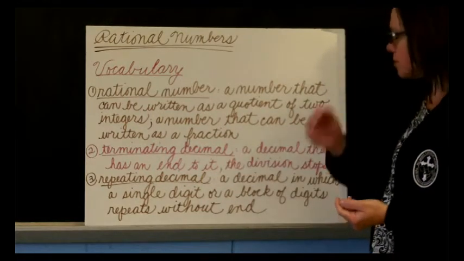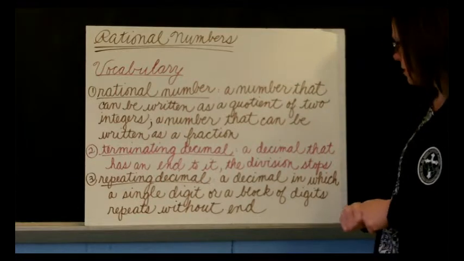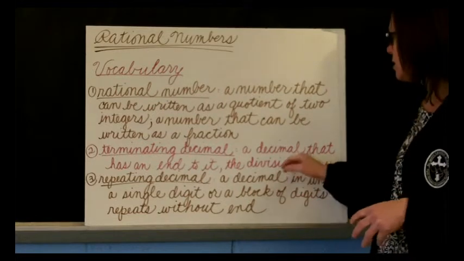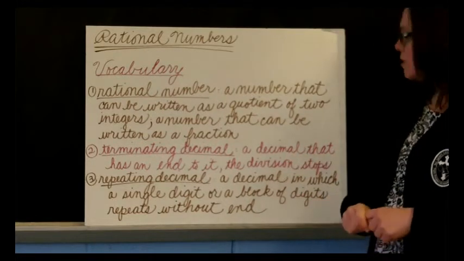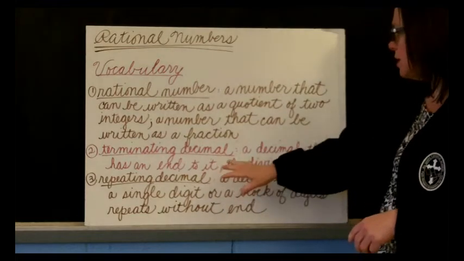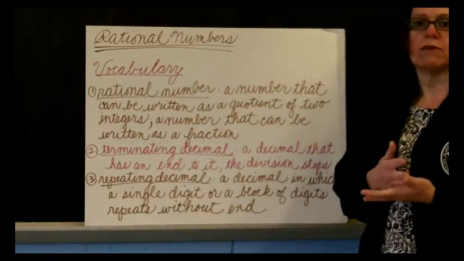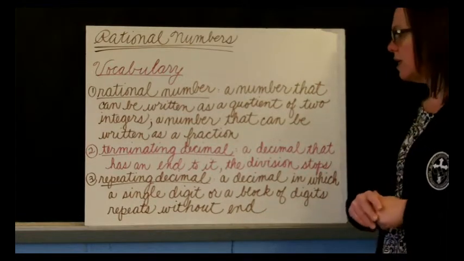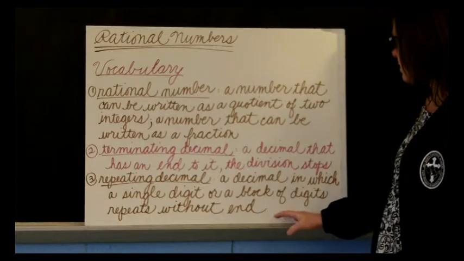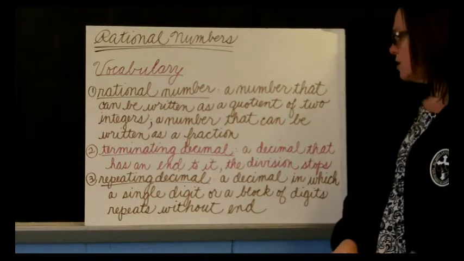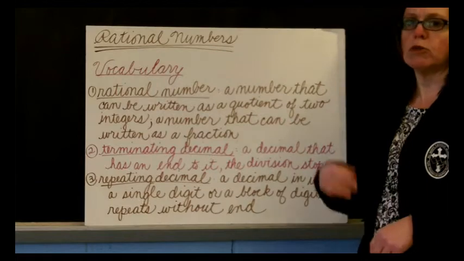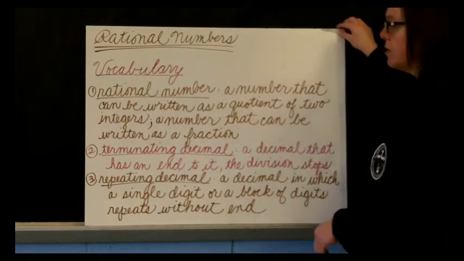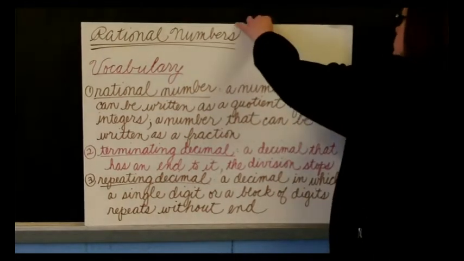Our second vocabulary word is a terminating decimal. Terminating decimal is exactly what it sounds like. It is a decimal that has an end. It means that when you are dividing, the division stops. And the second kind of decimal we'll be looking at today is a repeating decimal, and that is a decimal in which a single digit or a block of digits repeats without end. And what we'll do as we go through our 5 or 6 examples is we will see different examples of terminating and repeating decimals.